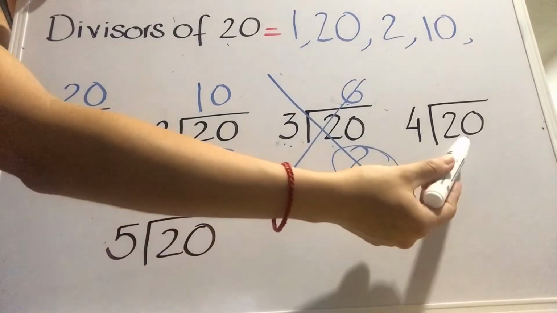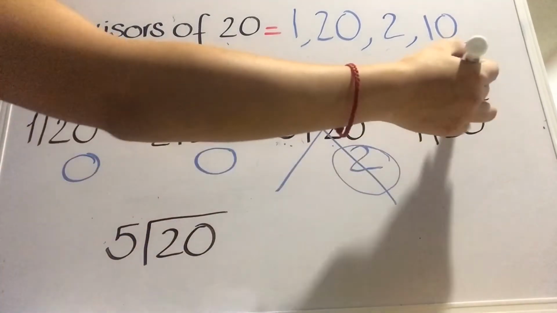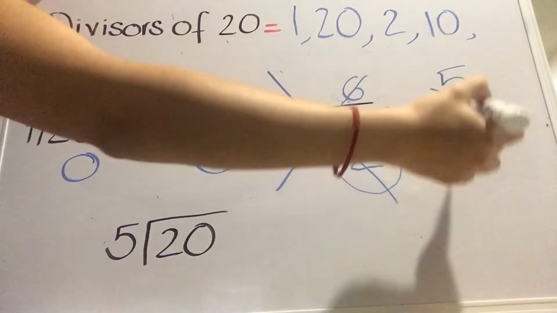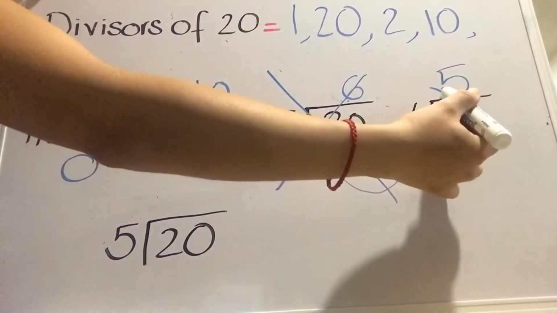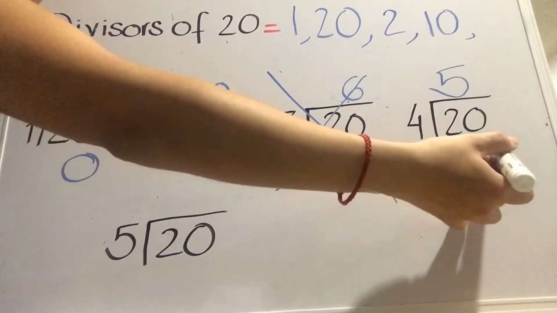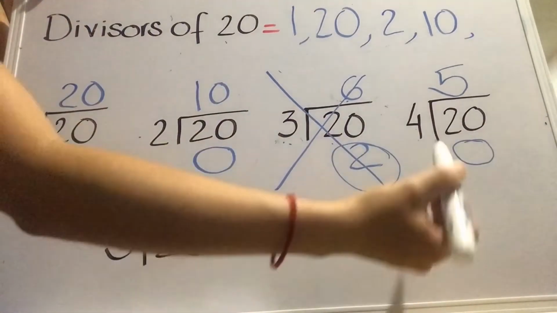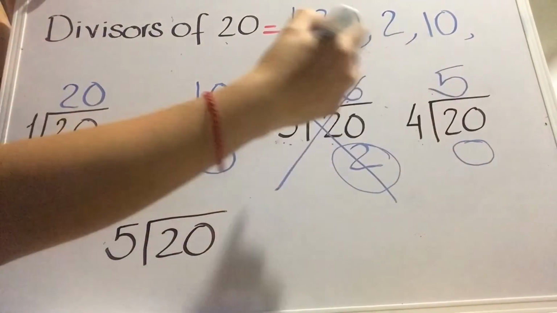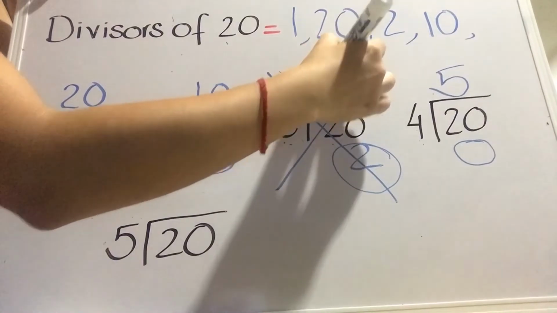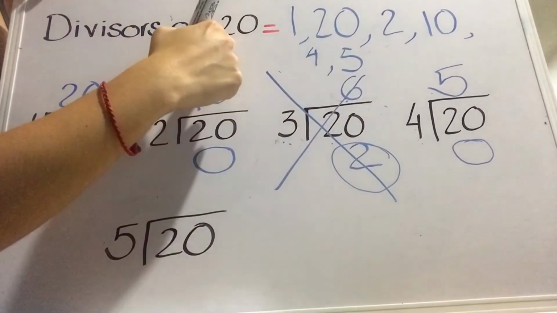Now, 20 divided by 4 equals 5. And 4 times 5 equals 20. So there is no remainder, and 4 and 5 are divisors of 20.